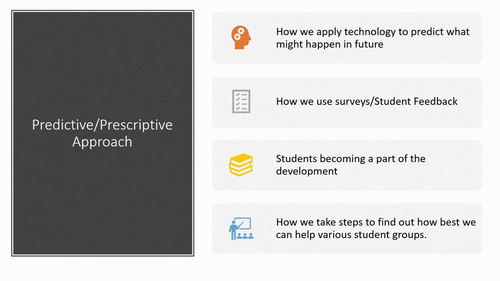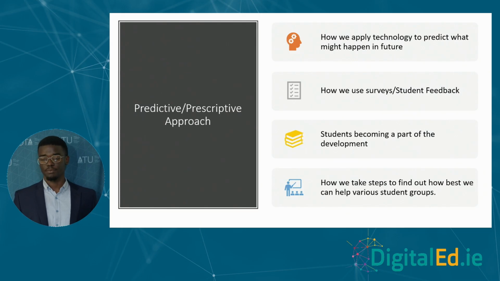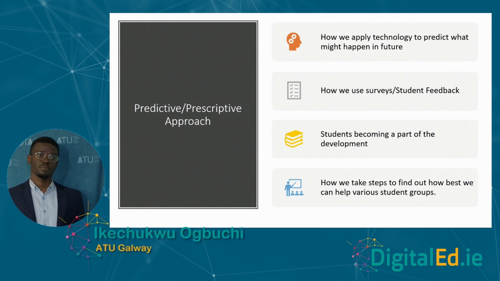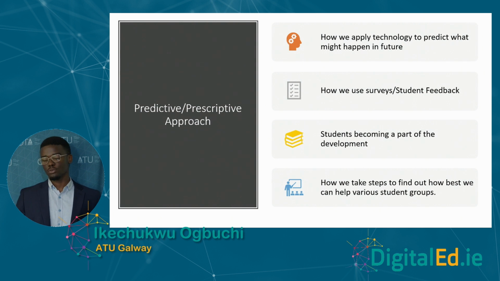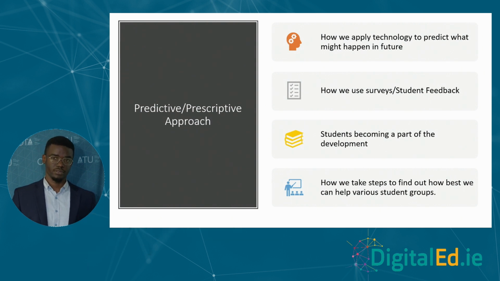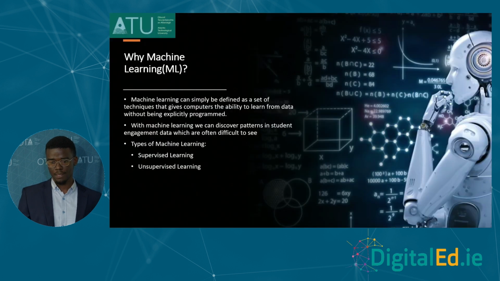And that leads me to the predictive and prescriptive approach, which we are currently looking at. This is where we apply machine learning technology to explore patterns in the data and predict what a student might do in future based on how they're interacting with their learning platforms. This is also where we use student surveys and feedback to find out how the students feel about what we are doing, and how students are a part of the development of what we are currently doing.